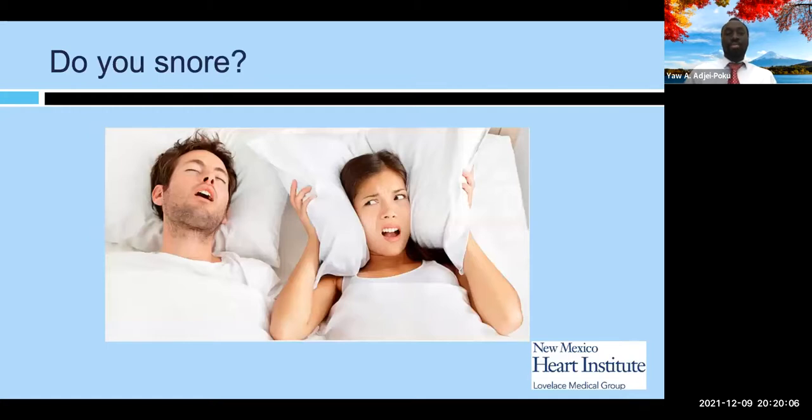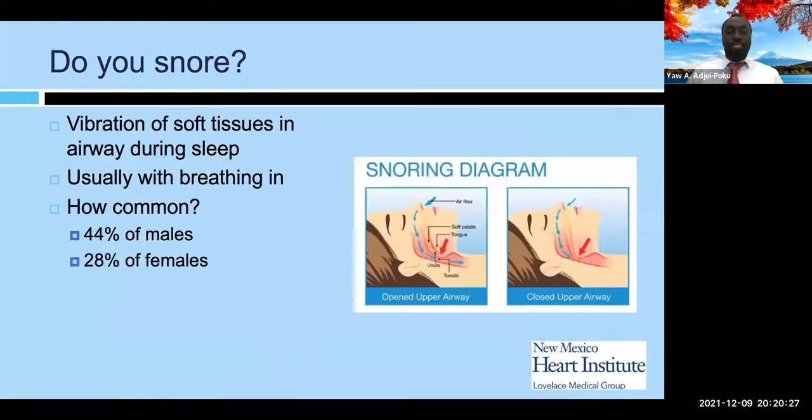Do you snore? So snoring is something that's quite common, as depicted by this image. Either your wife or your husband may snore, which can cause issues when you're trying to sleep. They may be sleeping soundly, but you may be having trouble sleeping because of the snoring.